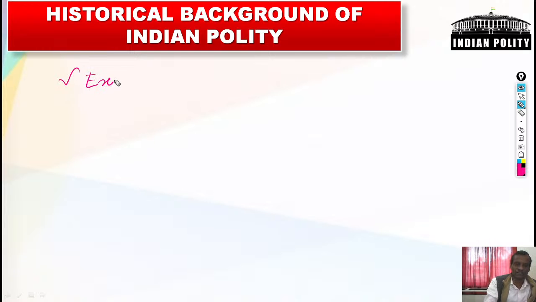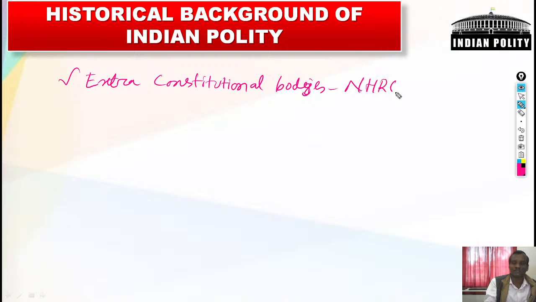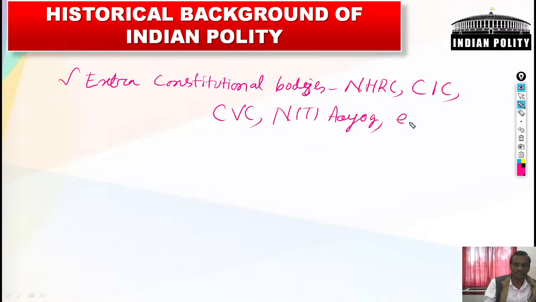Then extra constitutional bodies. Sometimes a question comes asking which is an extra constitutional body or not a constitutional body. So National Human Rights Commission, Central Information Commission, are you getting my point or not, Central Information Commission, then CVC, Central Vigilance Commission, then Niti Aayog, etc. Those are the extra constitutional bodies.